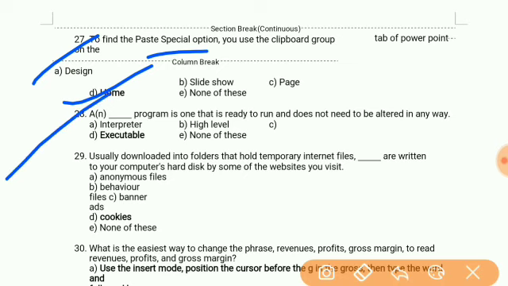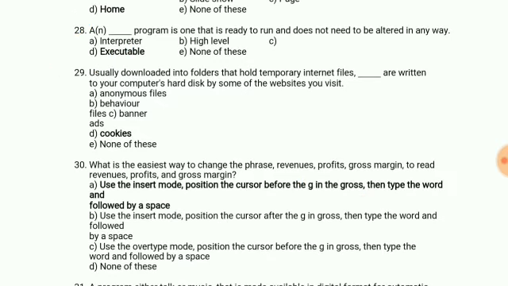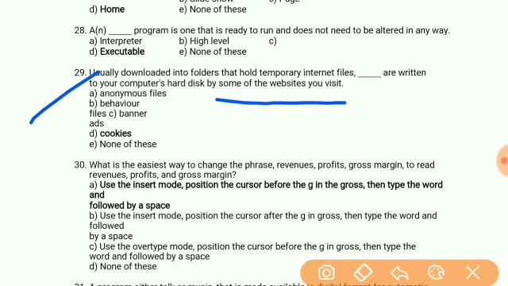Then a dash program is one that is ready to run and does not need to be altered in any way. That is executable program. Okay, an executable program is one that is ready to run and does not need to be altered in any way. Then usually downloaded into folders that hold temporary internet files are written to your computer's hard disk by some of the websites you visit.